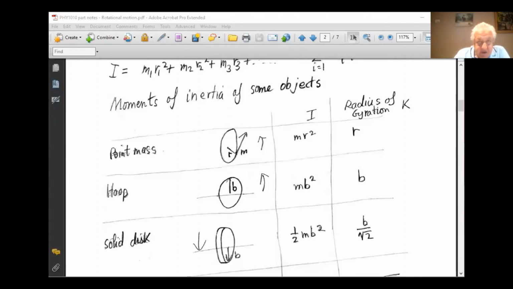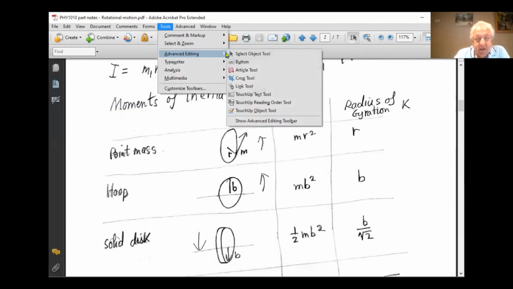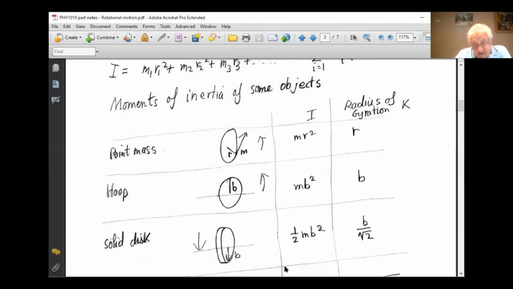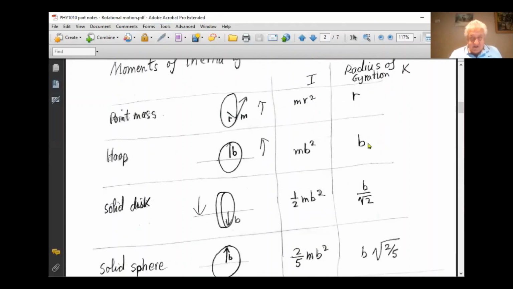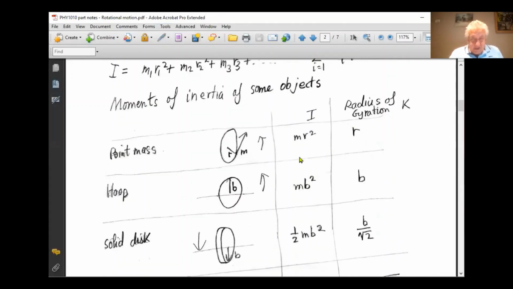Not very straight lines, but anyway, this gives me, let me just change my pointer. This is a table of the moments of inertia for different objects, from which we can obtain the different radii of gyration for the different objects. If I start with the point mass, the moment of inertia is just mr squared, the ordinary radius. So if I compare with my definition of the radius of gyration, I equals mk squared, then k squared equals r squared, so k is equal to r.